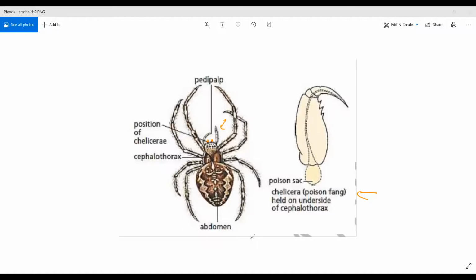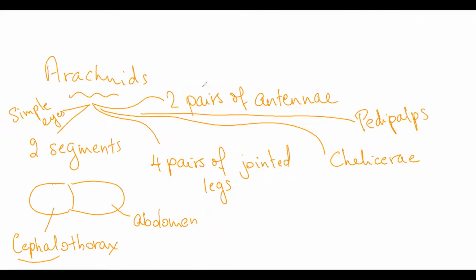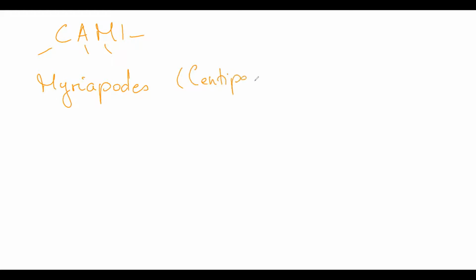Now let's go to the next arthropod, which is myriapod. By the way, we name the arthropods: Crustacea, Arachnida, Myriapoda, and Insecta. So the third one, myriapod. This example is the centipede, or we have another example, the millipede.